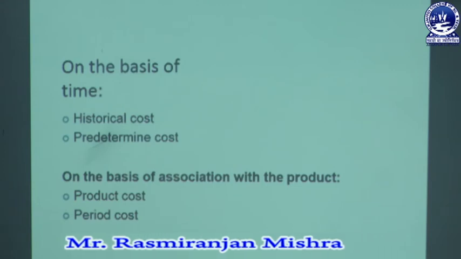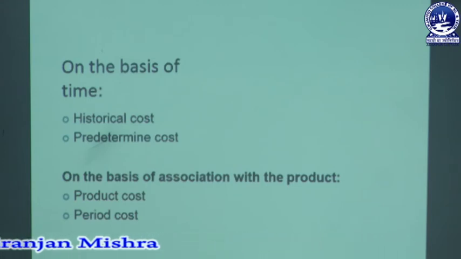Then on the basis of time, the cost is divided into two parts, historical cost and predetermined cost. Historical cost means the cost incurred after producing a product: after producing the total output, the sum total of all cost incurred is called a historical cost. But predetermined cost is the cost which is determined in advance. Before producing a product, the cost involved for producing it must be determined in advance, that is called predetermined.